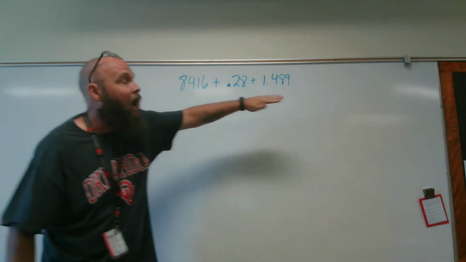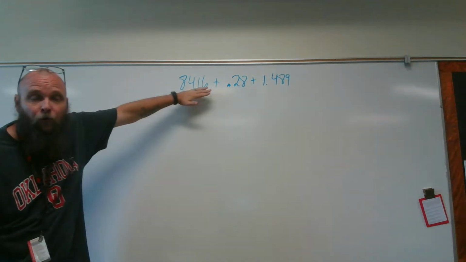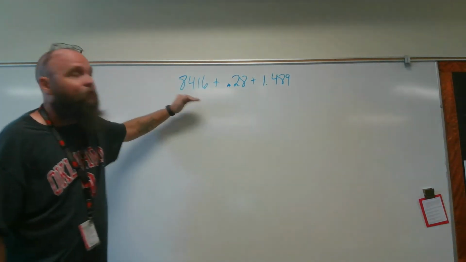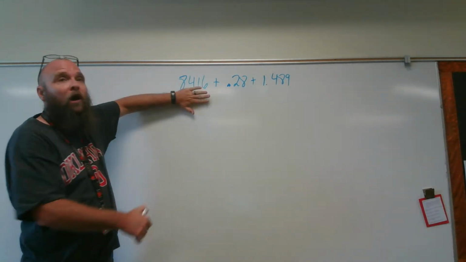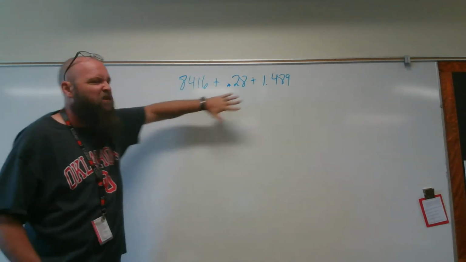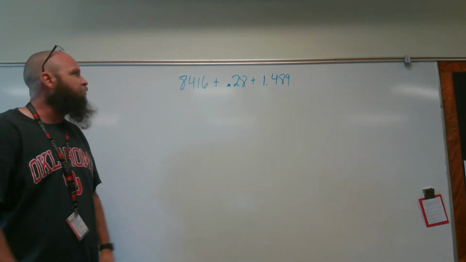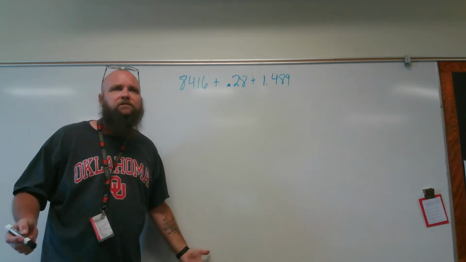8,416 and you're adding about 1 to it. What would that equal? 8,417. We're adding about 1 to this. Probably about 2 to this. So it should be somewhere 8,417, 8,418, somewhere in that range.